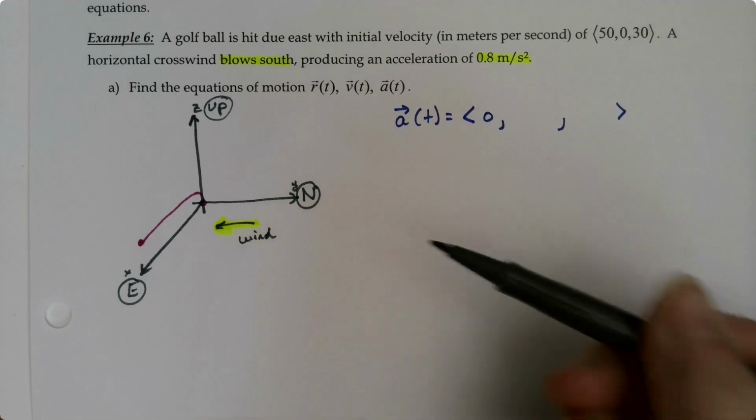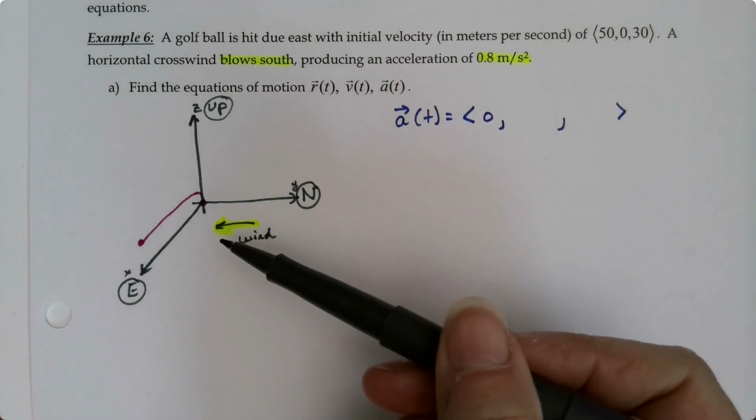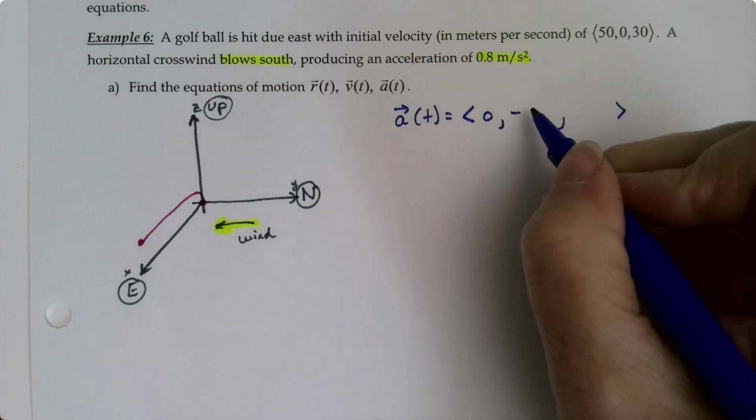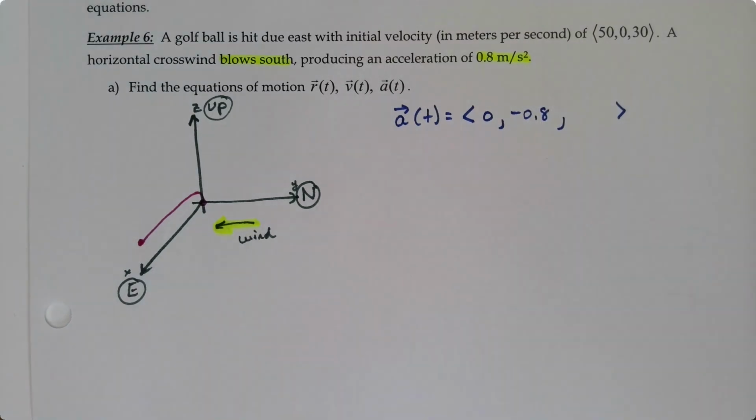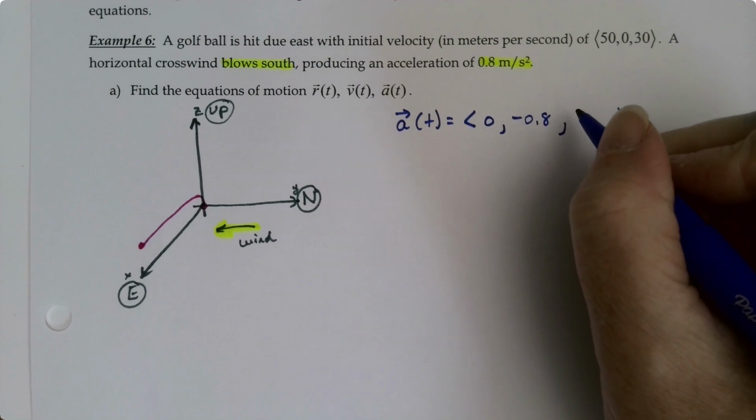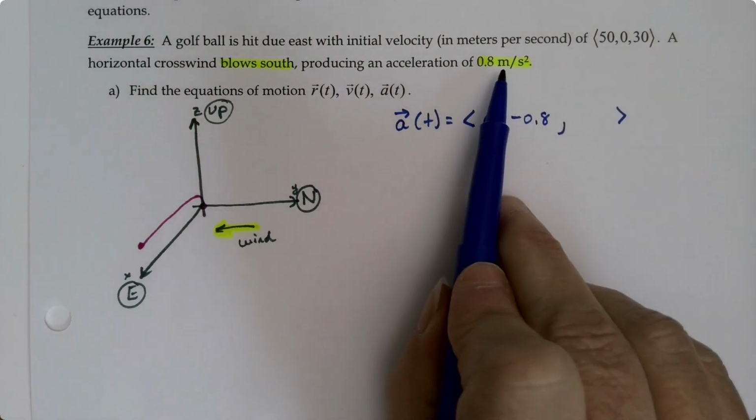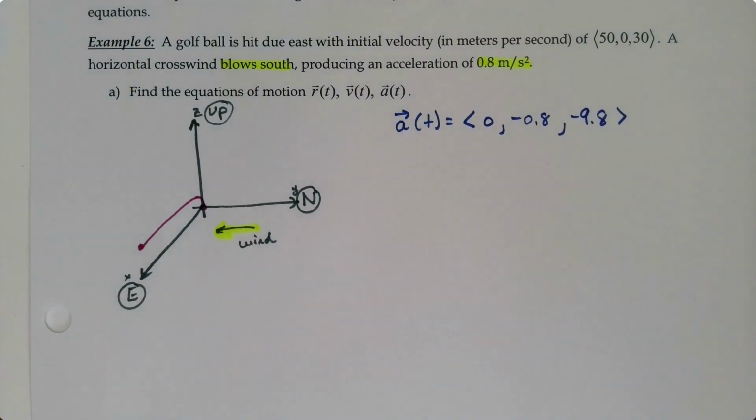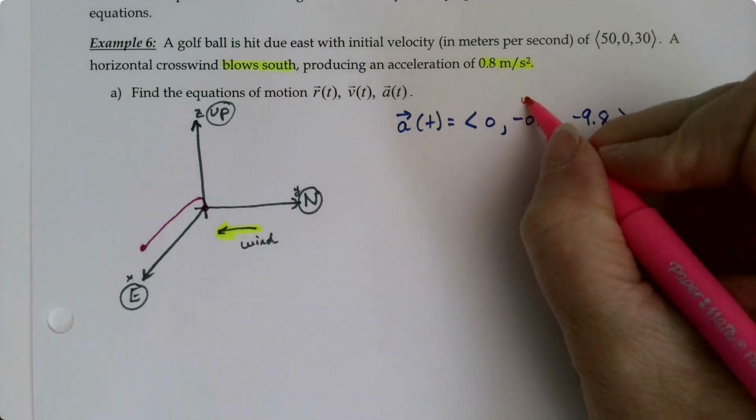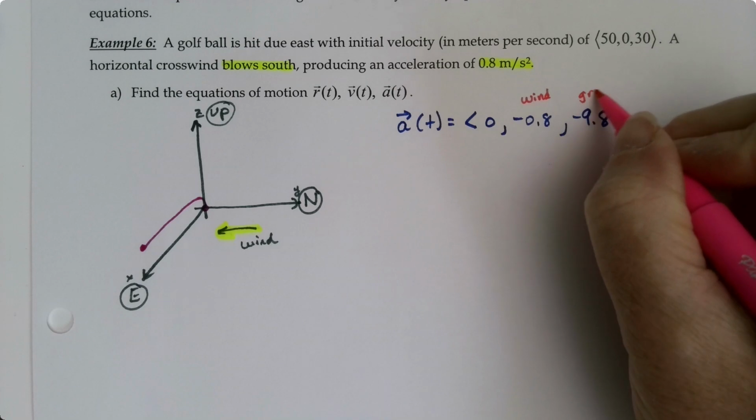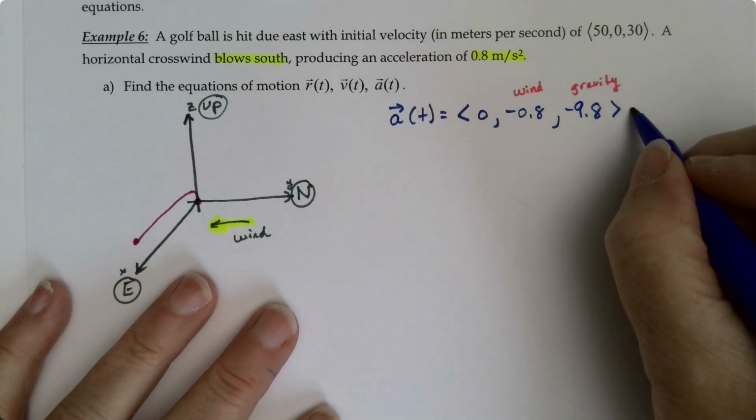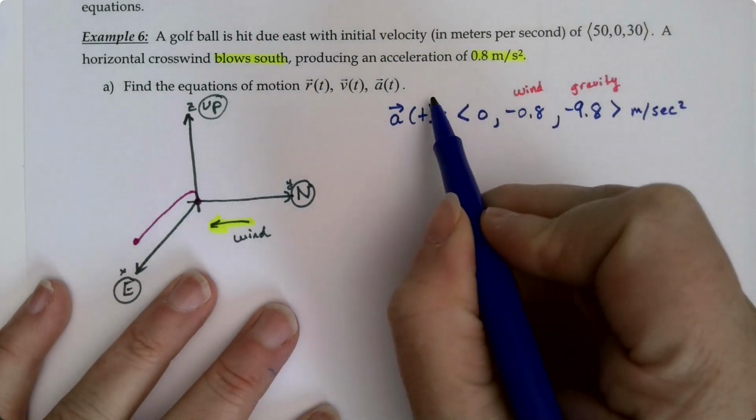Blowing southward. And so since it's blowing southward, that vector would be negative, right? So it's a negative 0.8 meters per second squared. And then because of gravity, we know, and this is metric, this is a negative 9.8. Now keep in mind, this is due to the wind right here, and this is due to gravity right here. Okay, so we have our acceleration vector done. And for the record, this would be meters per second squared as its unit.